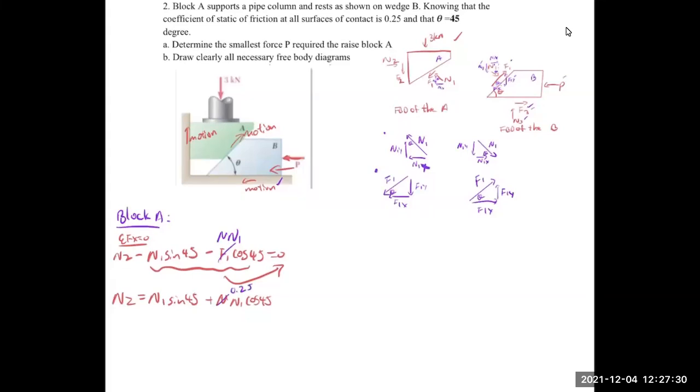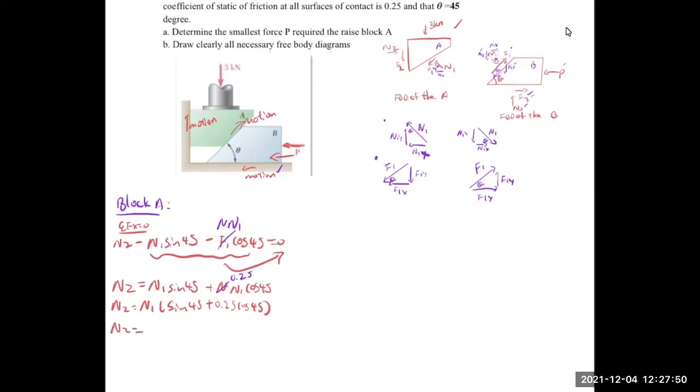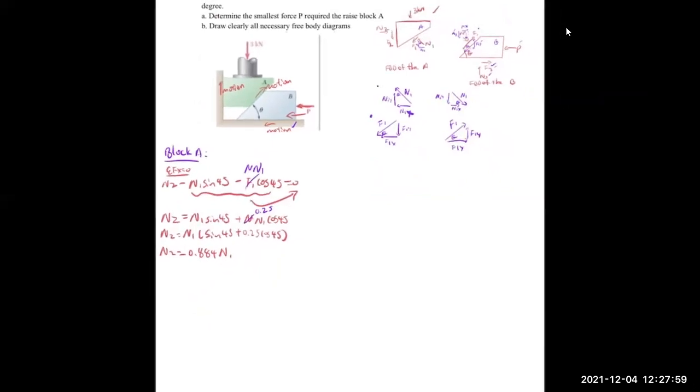Okay, and then you can further break it down. N2 will be equal to N1 sine 45 plus 0.25 N1 cosine 45. Simplify it, and you get N2 equal to 0.884 N1. Okay, so that's it for the summation of forces in the x direction. Let's do it in the y direction.